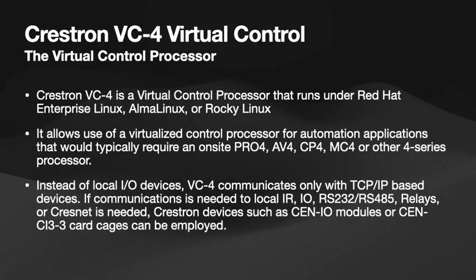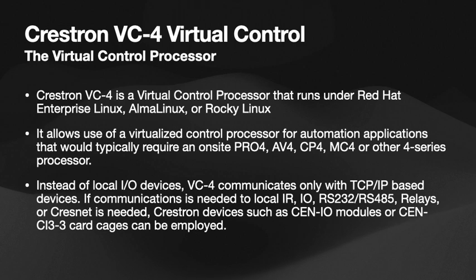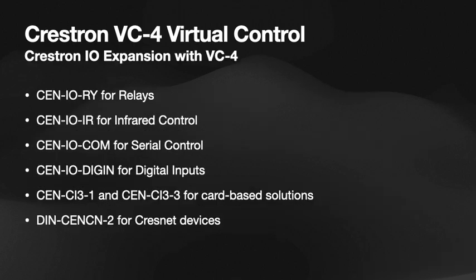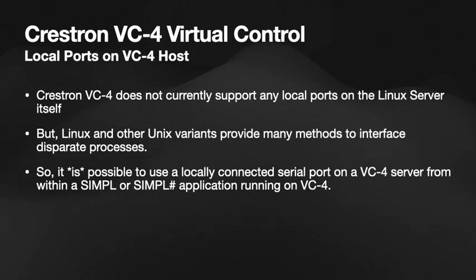Crestron's VC-4 Virtual Control Processor is a software package that allows you to run Crestron Automation Processor on a Linux server. It has the functionality of a physical Crestron processor, except there are no local I/O ports for serial, infrared, low voltage inputs or outputs, or relay closures. To add I/O ports to a VC-4 installation, Crestron has a wide variety of devices available. But VC-4 does not support any local ports that might be physically present on the server itself.